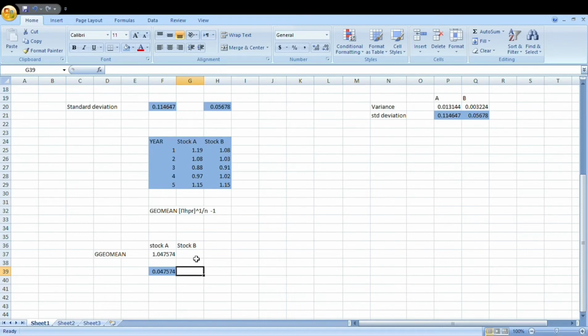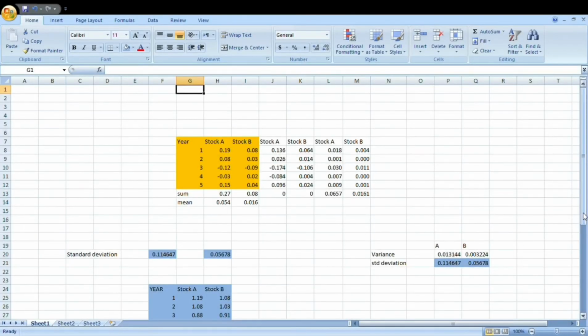Now we find the geometric mean value for stock B. Again, simply type the equals sign, GEOMEAN, select the stock B values, press enter, and then type the equals sign, select the value, and minus 1. We get the geometric mean for both stock A and stock B. Comparing the two arithmetic means, stock A is more desirable due to its higher return.